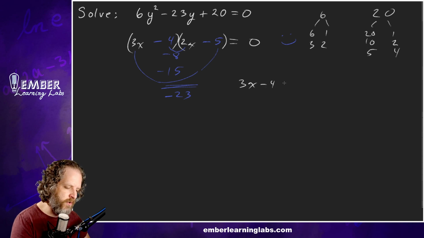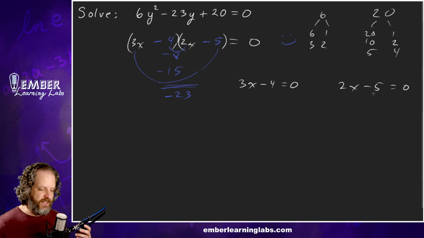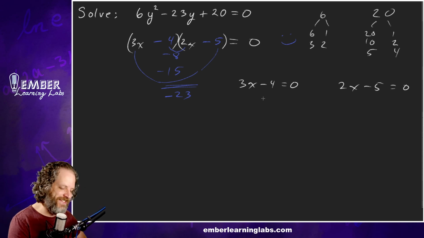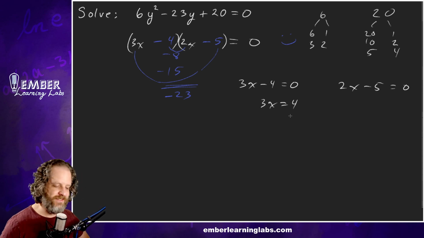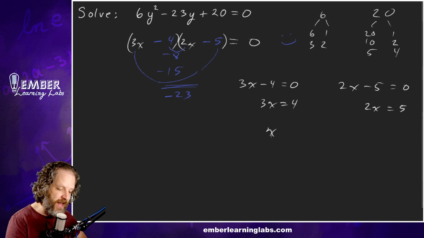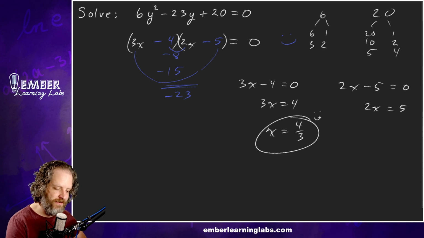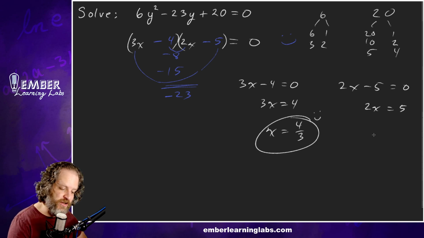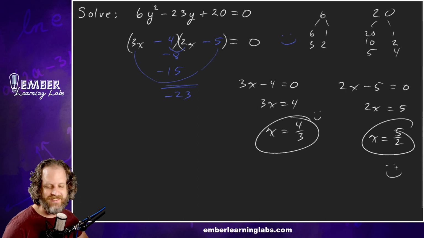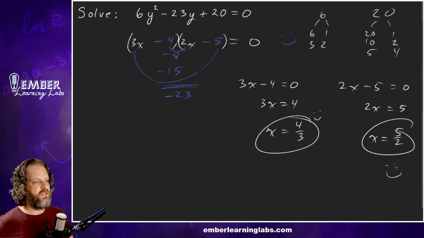3x minus 4 equals 0. And 2x minus 5 equals 0. This is algebra 2, isn't it? So we add 4 to both sides. 3x equals 4. And then we add 5 to both sides and get 2x equals 5. And then we divide 3 on both sides and get x equals 4 thirds. Happy. Yay. Divide by 2 and get x equals 5 halves. More happy. That's it. Finished.